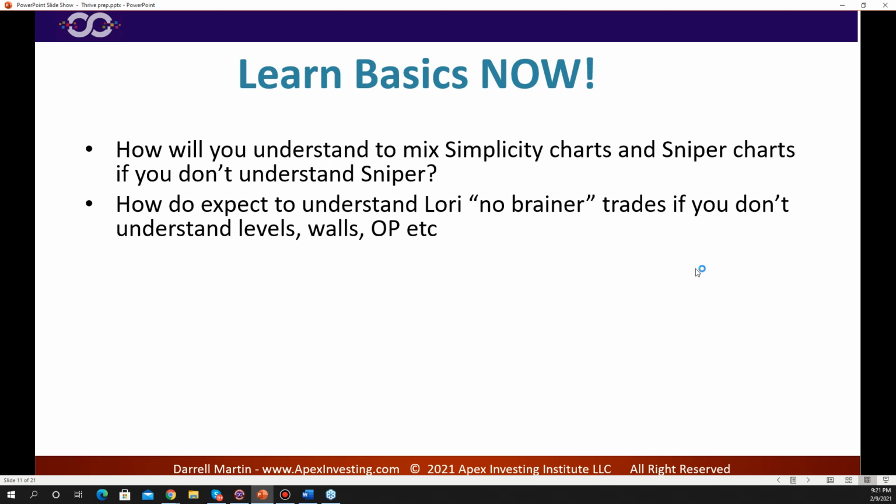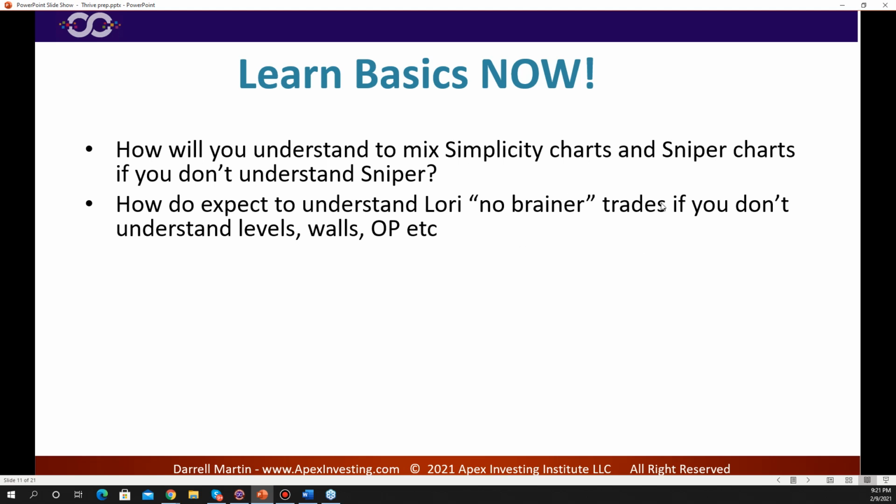Raise your hand. How many of you have fallen into that trap? How many of you are doing it now? How many of you have done it in the past? There's just so much with Sniper and the different real. I'm just going to do this Simplicity thing and not even look at a Sniper chart. I'm not even going to look at one.